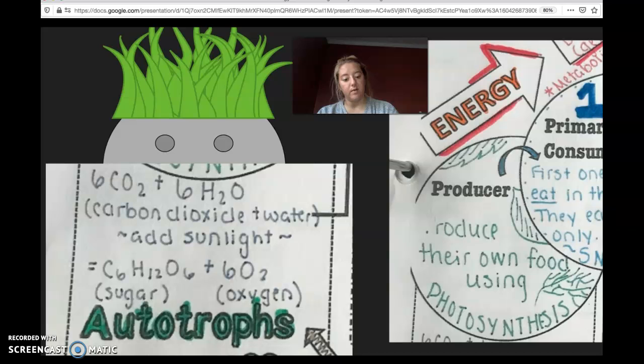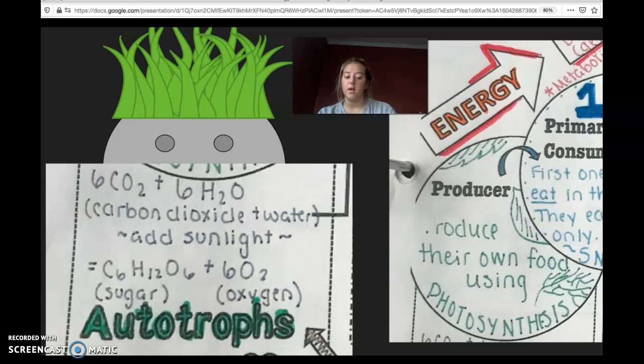Anything green or green pigmented with chlorophyll in it takes carbon dioxide, water, and sunlight from the environment and turns it into sugar and oxygen. That sugar we know is glucose. Without that glucose, nothing in our system would have any energy. So producers produce their own food using photosynthesis. Without producers, we wouldn't have any of the other organisms. So producers are super important.